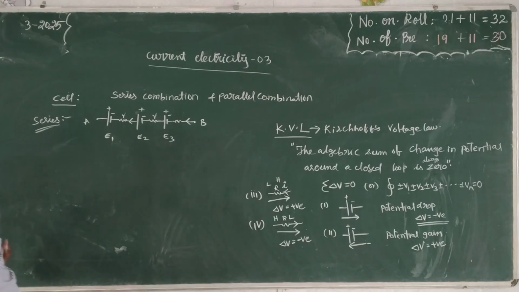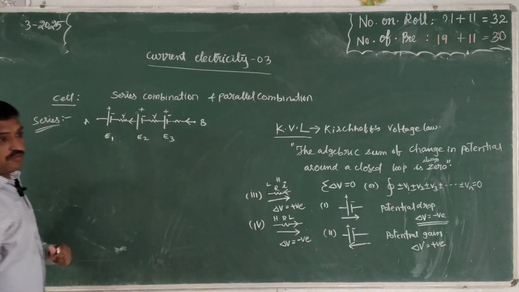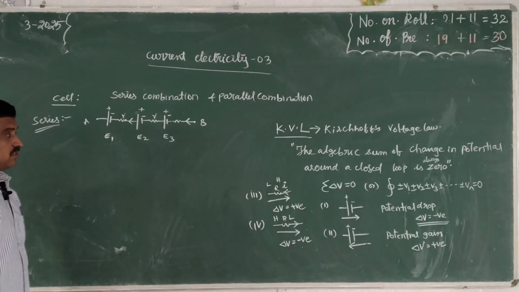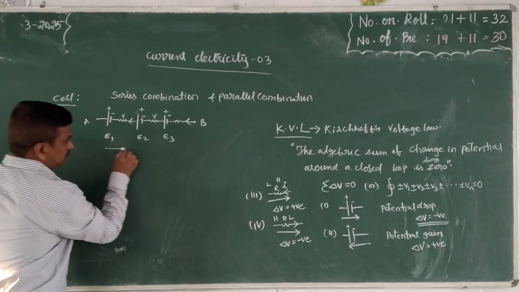See here, we now derive an equation for the series combination of cells. It is the series combination of cells. See here, this is the loop direction we can take.